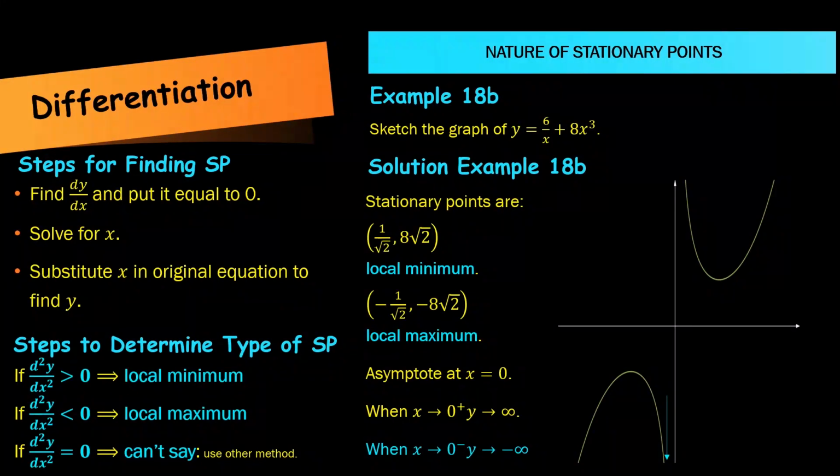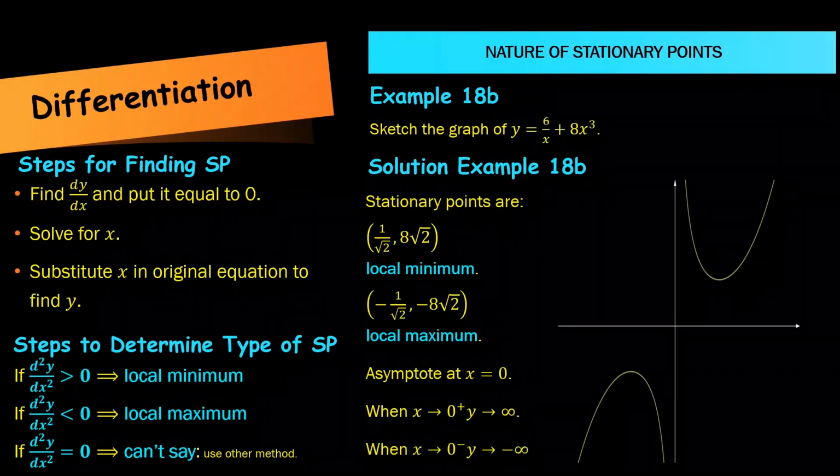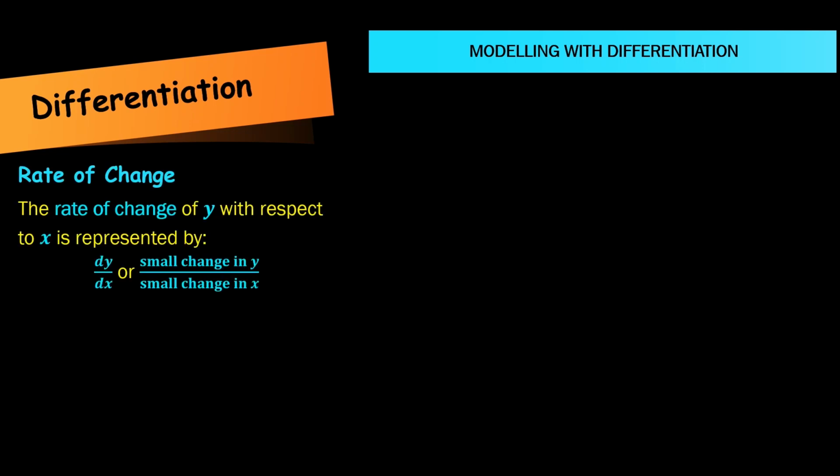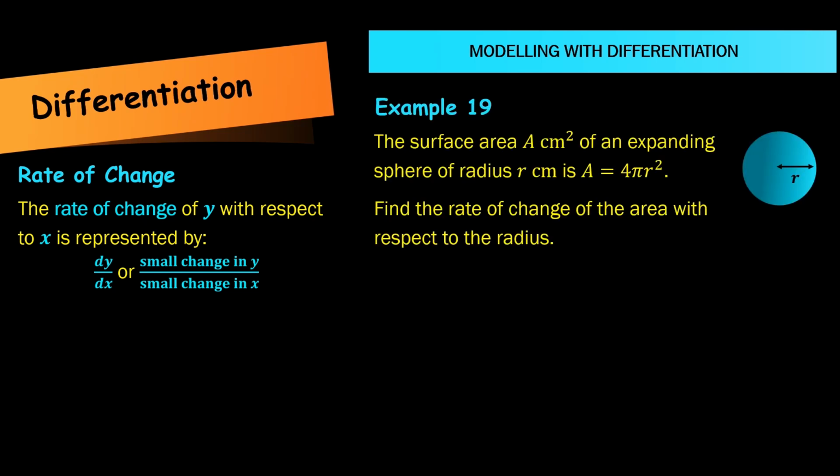Let's begin by looking at the rate of change. The rate of change of y with respect to x is represented by dy dx, or small change in y over small change in x. Let's take a look at an example. The surface area A centimeters squared of an expanding sphere of radius r centimeters is A equals 4 pi r squared. Find the rate of change of the area with respect to the radius.